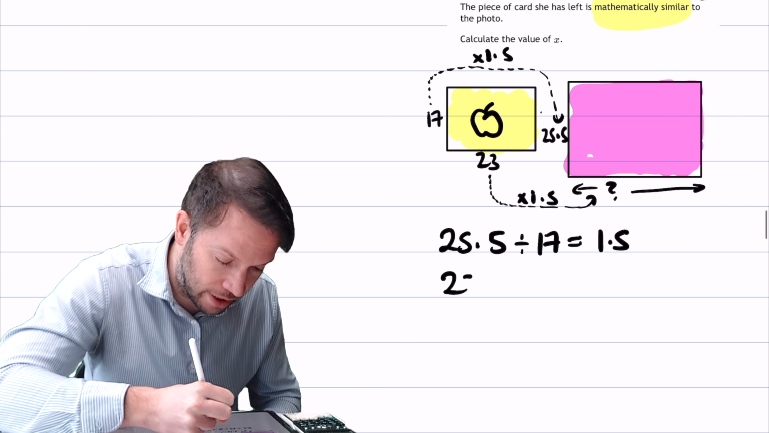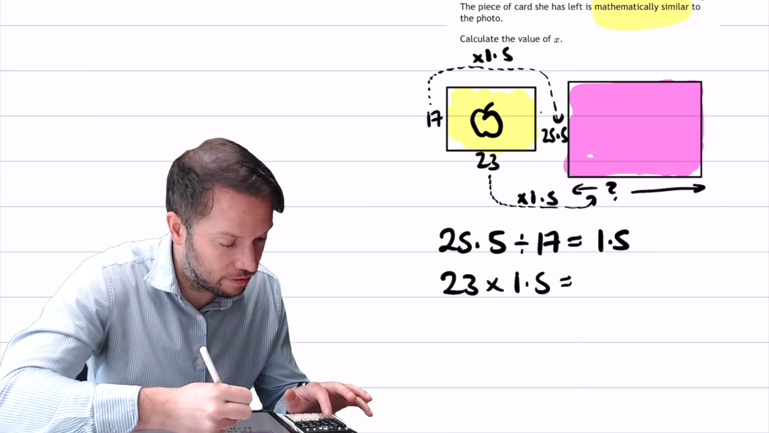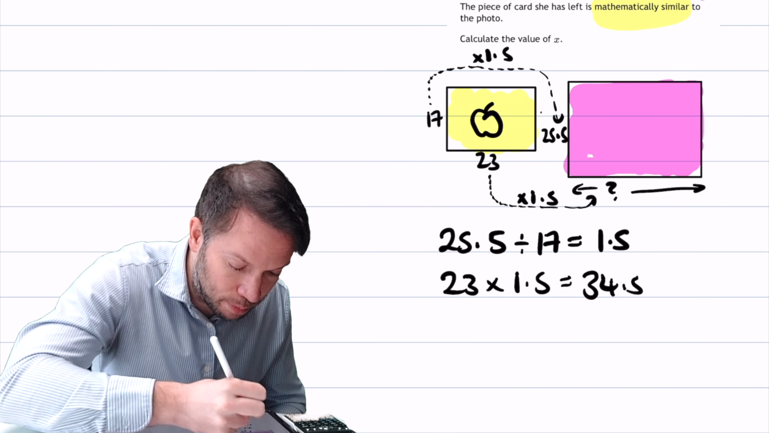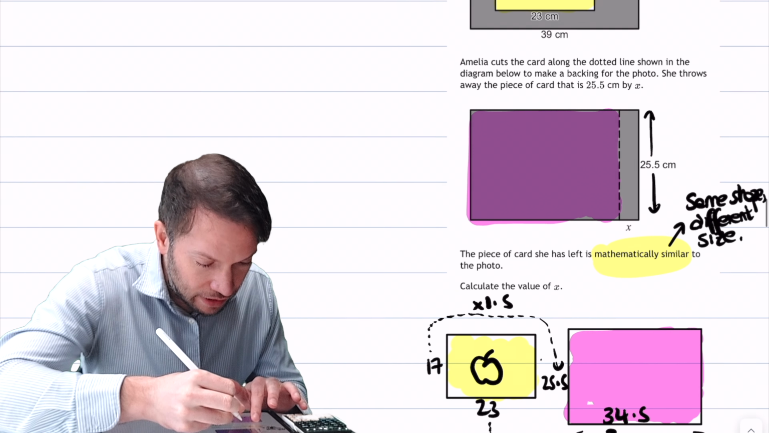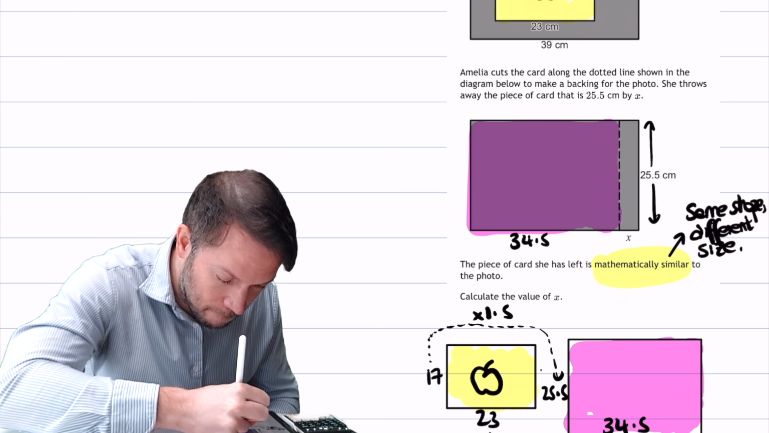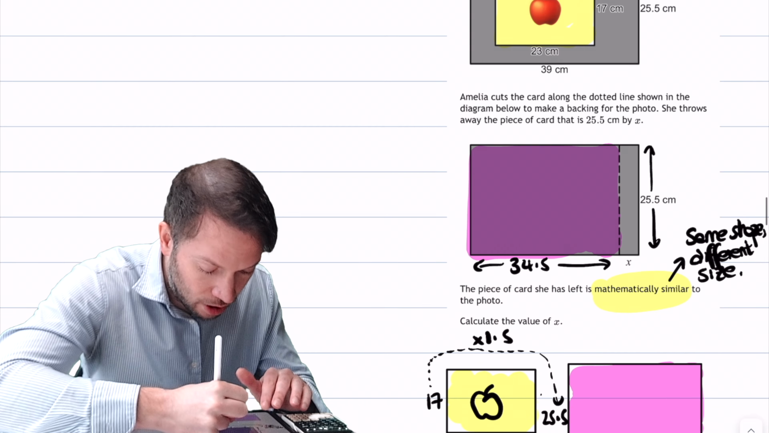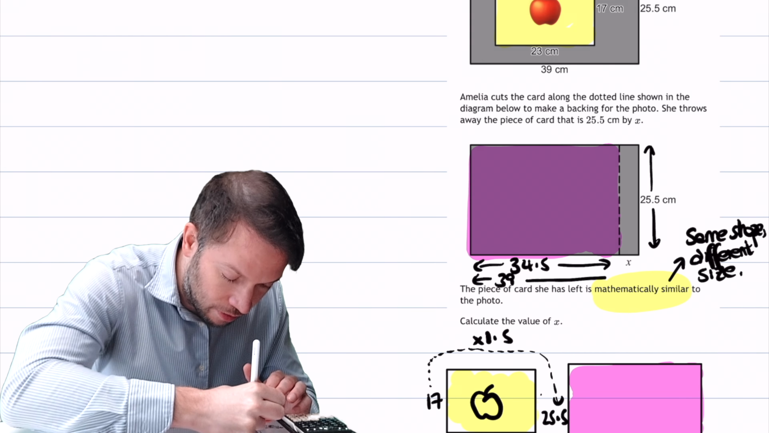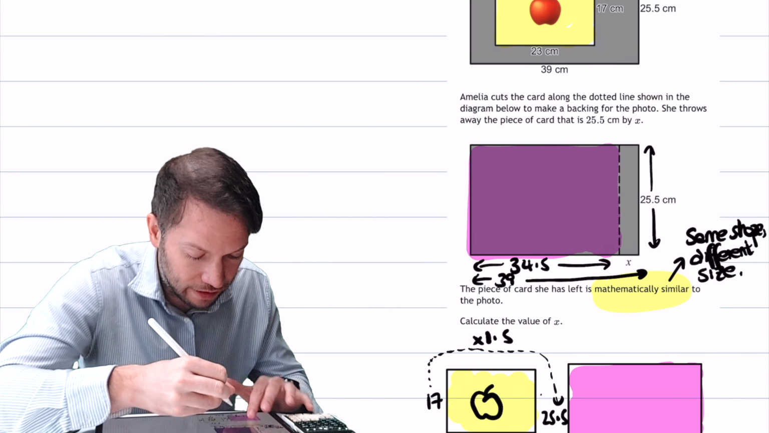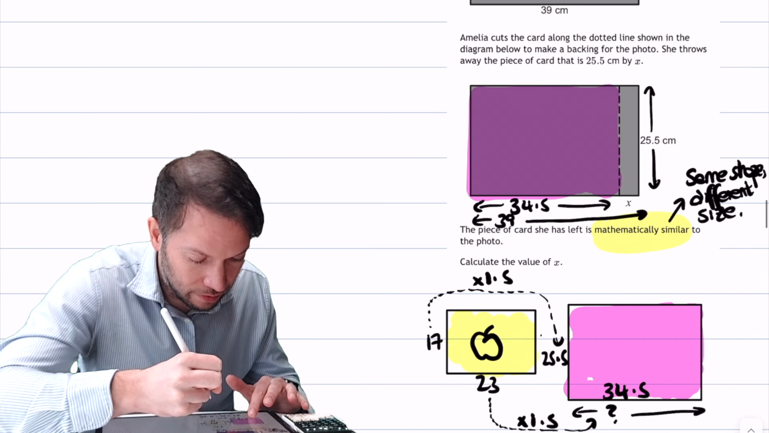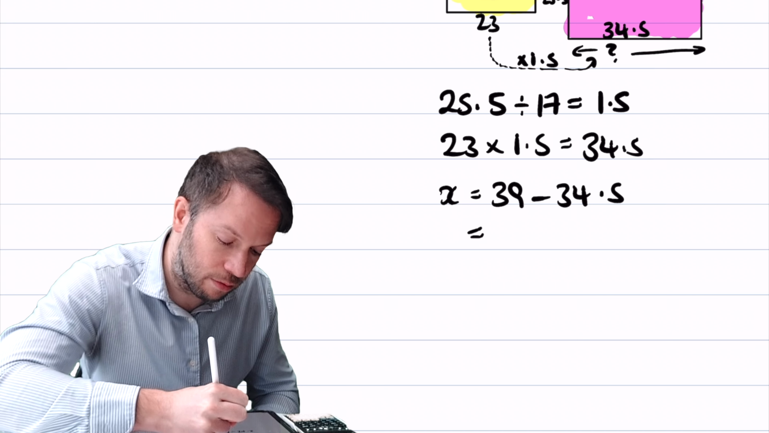So we just do 23 times 1.5, and that gives you 34.5. So this bottom length here, therefore, is 34.5. We said that of the original piece of card, before we trimmed a bit off, the whole width here was 39. So we just need to do 39 minus 34.5 to get x. So x is 39 minus 34.5, and that is equal to 4.5 centimeters.